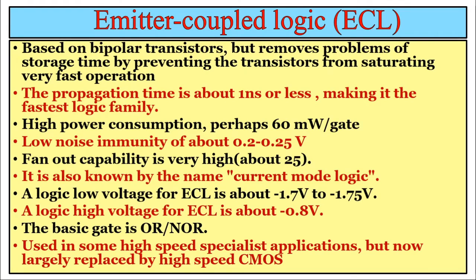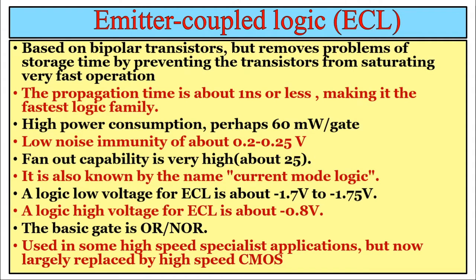Let us discuss emitter coupled logic or ECL. ECL, or emitter coupled logic, is based on bipolar transistors. It is one of the non-saturated digital logic families. The emitters of the transistors are connected all together, hence the name emitter coupled logic. It is the fastest of all logic families and therefore is employed in applications where very high speed is essential.